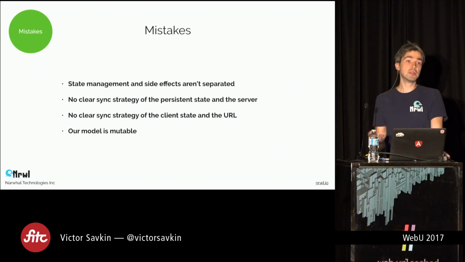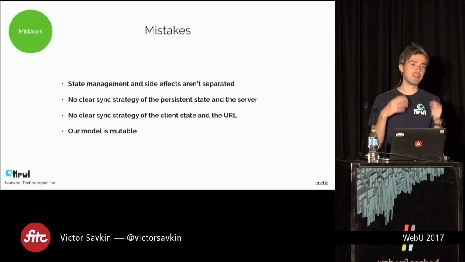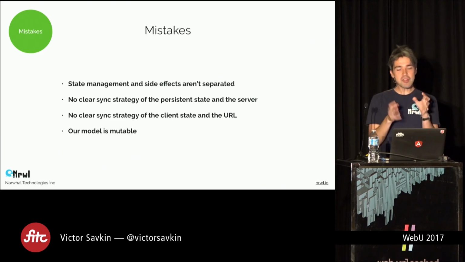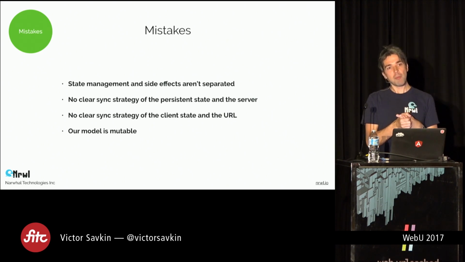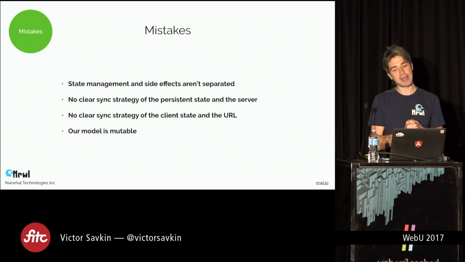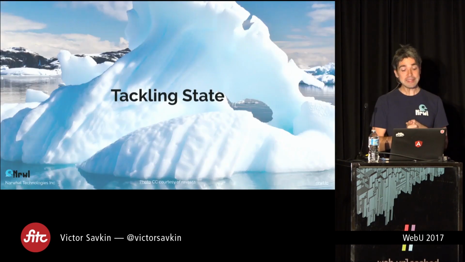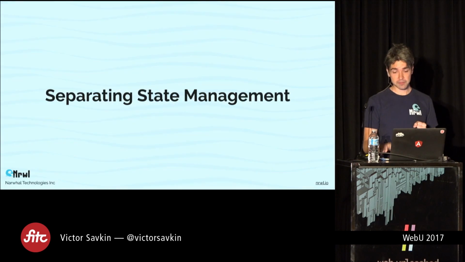Finally, our model is mutable, so we update everything in place, which makes ensuring any sort of guarantees very difficult. That's not really shown in this race condition example, but to fix it properly, we need to address that as well. So let's see how we can fix it.